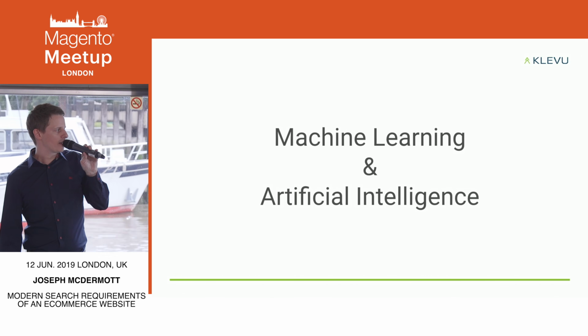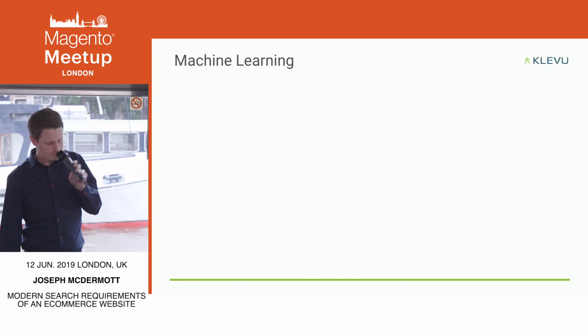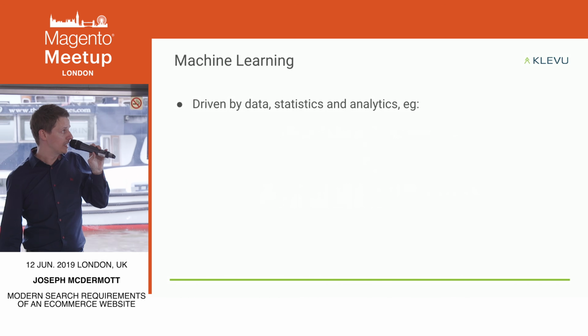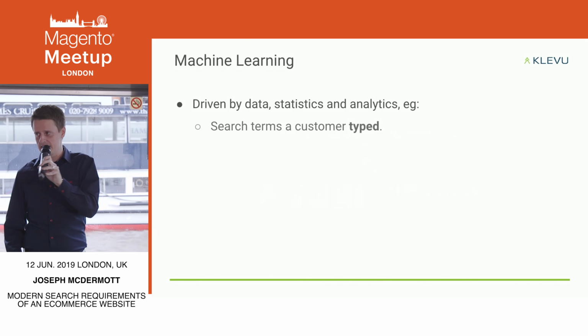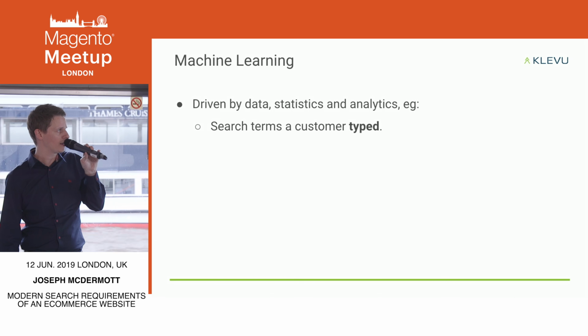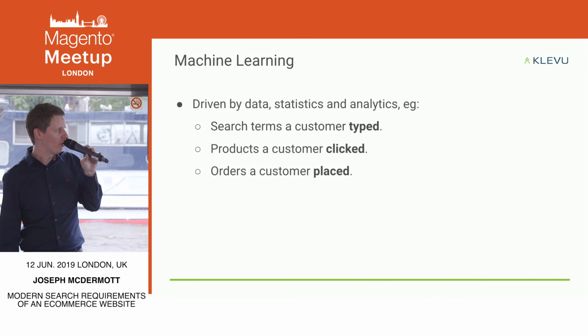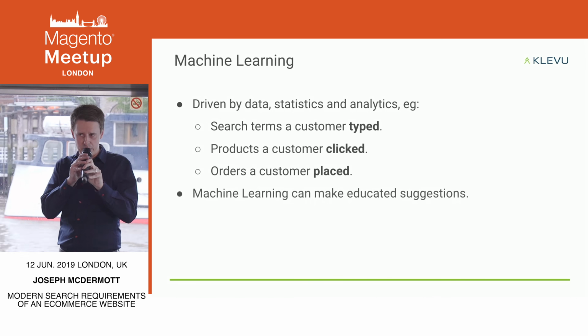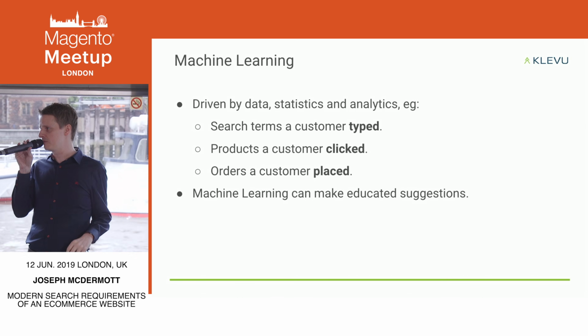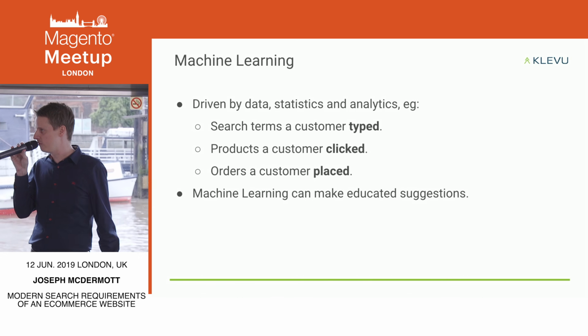Okay, machine learning and artificial intelligence. Machine learning is driven by data, statistics, and analytics. For example, the search terms that a customer typed, the products that a customer clicked, or the orders that a customer placed. And machine learning can then use this data to make educated guesses about what you're looking for.